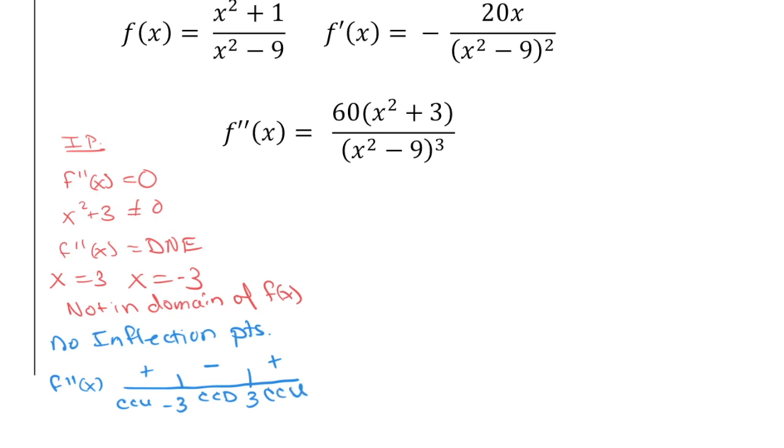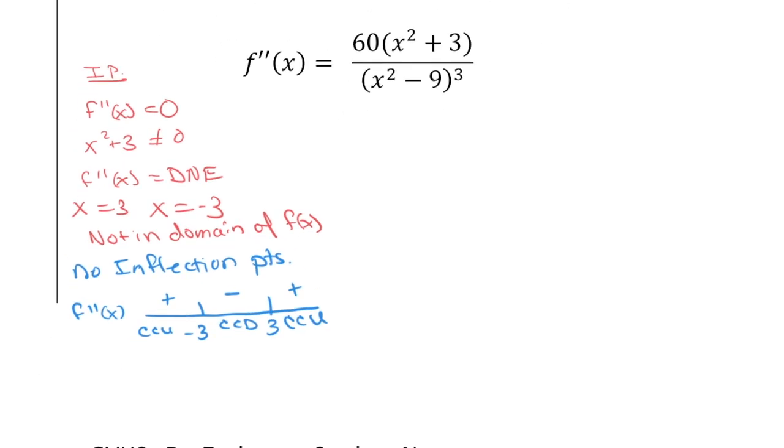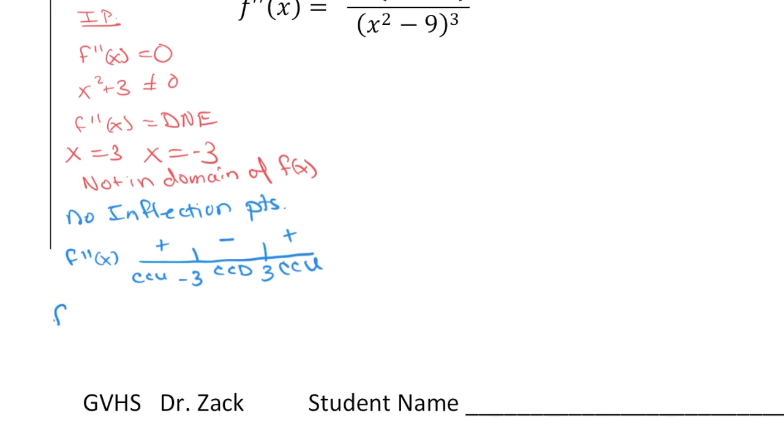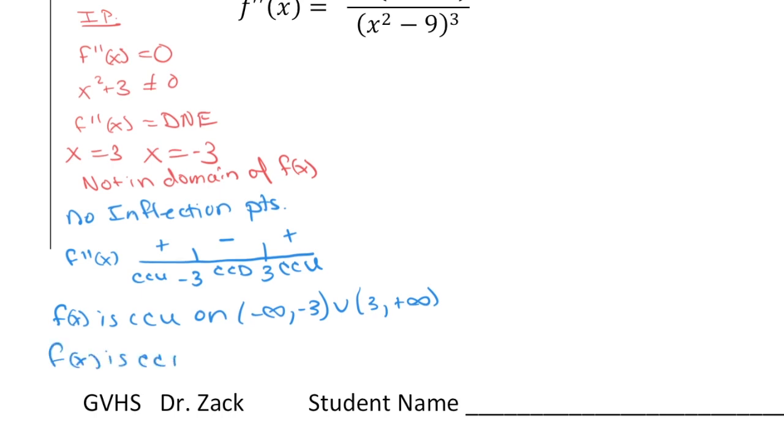Notice the abbreviations I'm using. So when we make our statement, f of x is concave up on negative infinity to negative 3. Do not include negative 3. Remember, it's not in your domain. And from 3 to positive infinity. We know that f of x is concave down on negative 3 to 3. So we have information about the concavity.